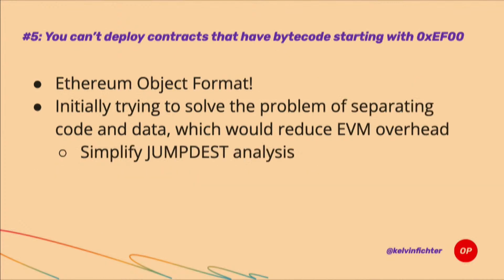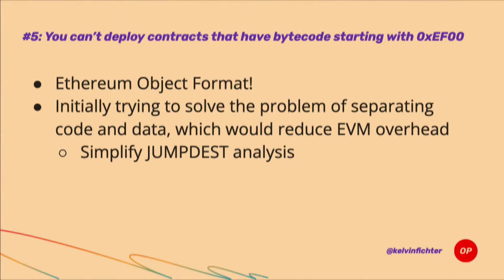All right. This one is something that not a lot of people know. You cannot deploy contracts that have bytecode starting with 0xEF00. Or actually just 0xEF, which implies 0xEF00, but really it's just 0xEF. You're not allowed to do this. Try it. Try deploying a smart contract to Ethereum where the bytecode of the smart contract starts with 0xEF. You can't do it. And that's because of this thing called the Ethereum object format, which was starting to be introduced, and I'll talk about when it was introduced.